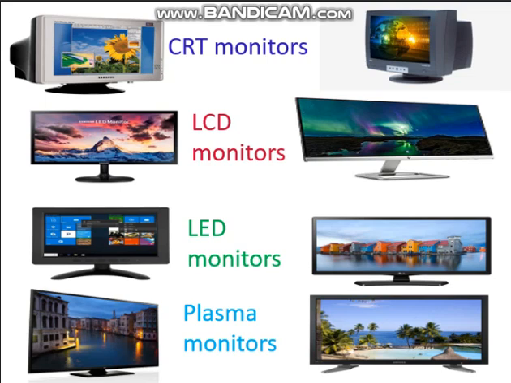Now, what is a pixel? A pixel, also known as picture element, is the smallest unit of a digital image. Pixels are combined to form a complete image or text on a computer display.